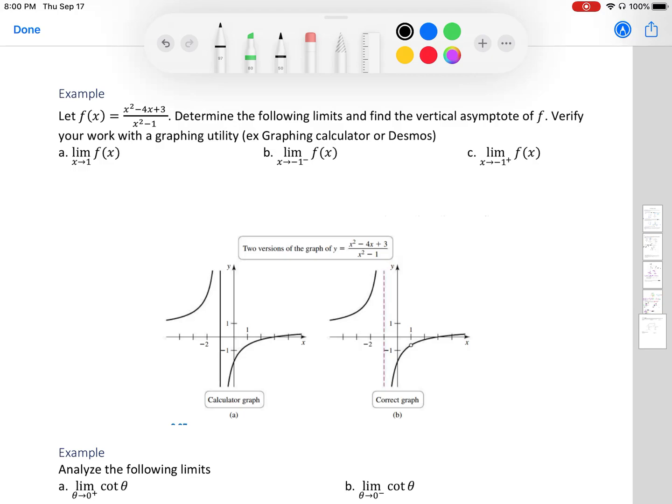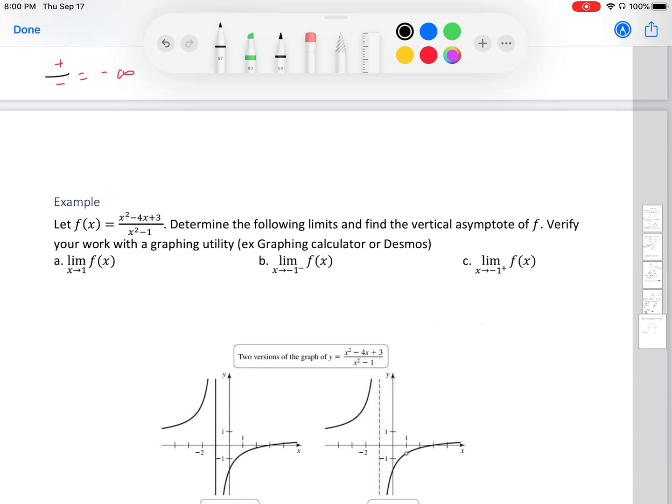So before we start, when you have a rational function, you always want to try to simplify, try to factor it, see what happens. I see we can factor our numerator. What numbers multiply to give you 3 and add to give you negative 4? Negative 3 and negative 1. So my numerator is x minus 3, x minus 1. And my denominator is a difference of squares. That factors to be x plus 1, x minus 1.